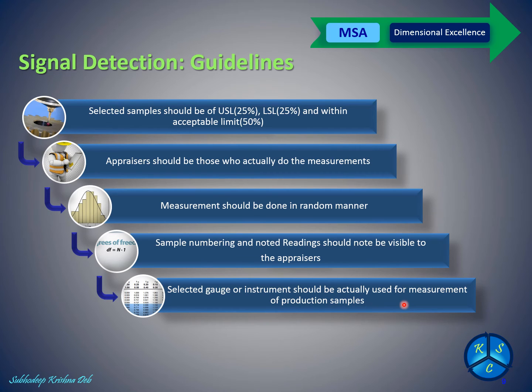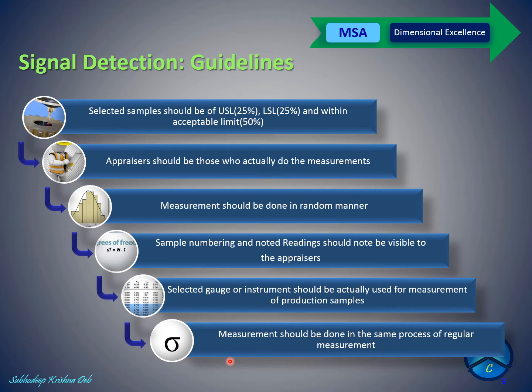Those are not gauges which are kept specially for the MSA study. Those should be the actual gauges. And lastly, measurement should be done in the same or regular method that we use for the inspection of the production parts.